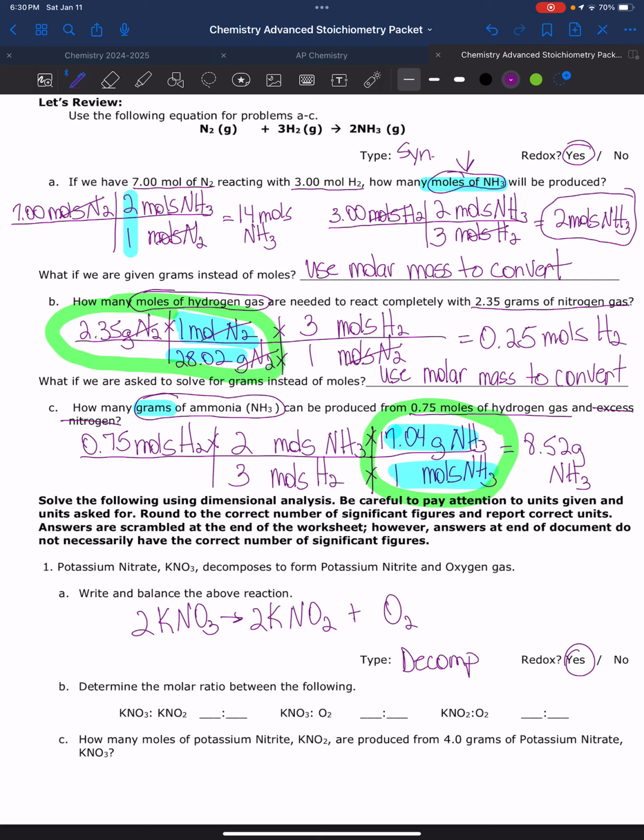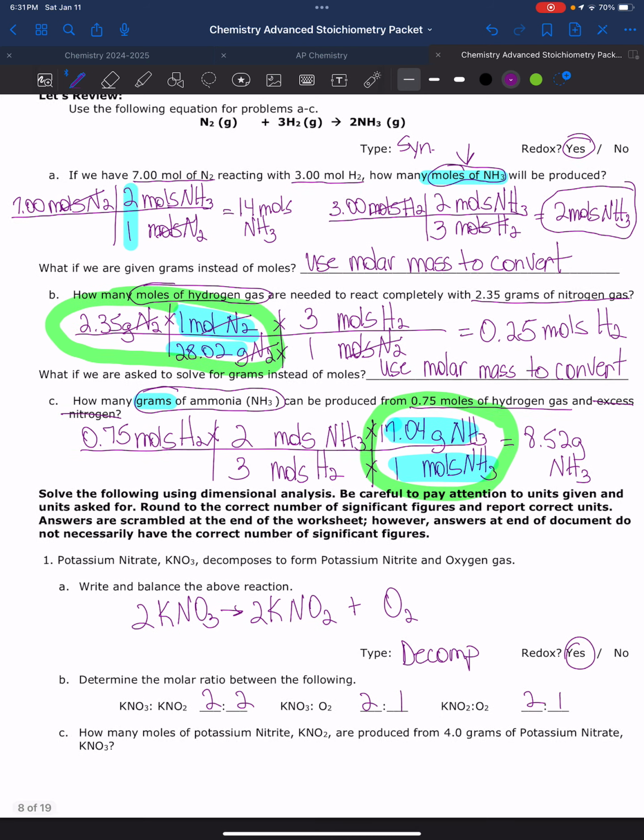So let's write our mole ratios. Don't forget the order matters. So KNO3 to KNO2 is a 2-to-2 ratio. Y'all, I know we're in the habit of simplifying, but just please don't simplify your mole ratios. It just makes you more likely to make a mistake. So KNO3 to O2 is 2-to-1, and KNO2 to O2 is also 2-to-1.